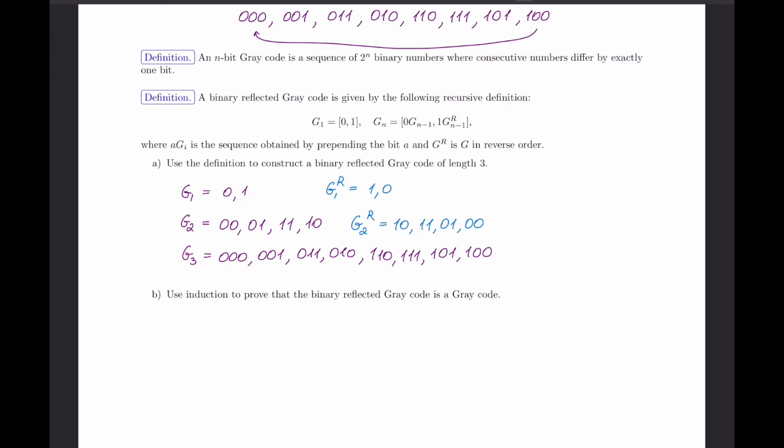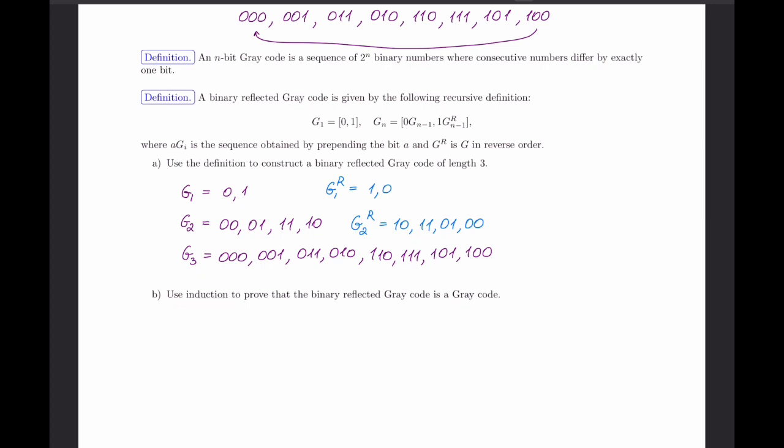But I've only written them up to 3. How can I guarantee that this recursive procedure will in fact always produce a gray code? We're going to need a proof of that fact. And here, we're going to use induction to prove it.